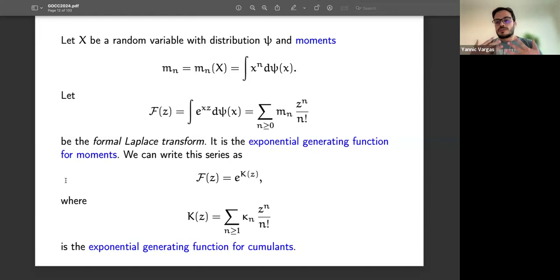And this will be one of the main links between the relation between moments and cumulants in non-commutative probability with combinatorics, or one of the links that I will try to emphasize during my talk.